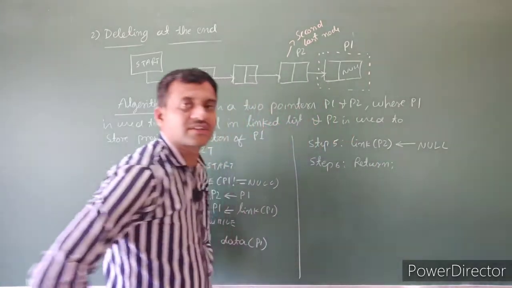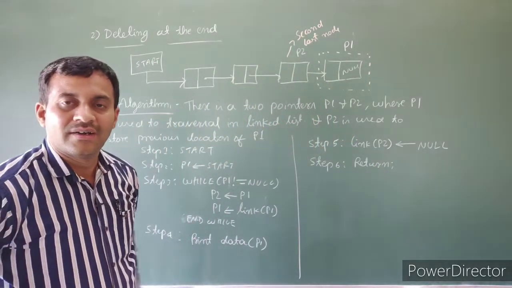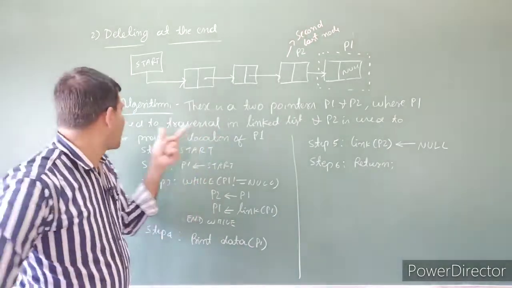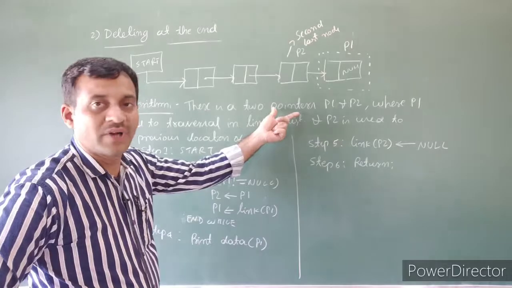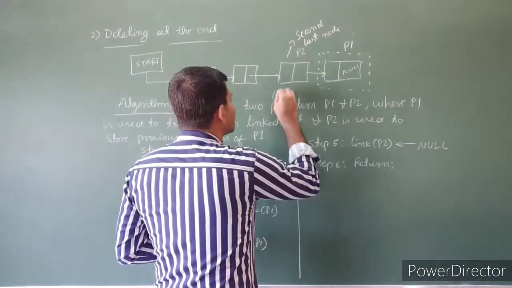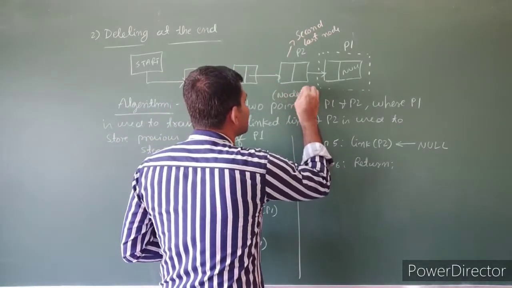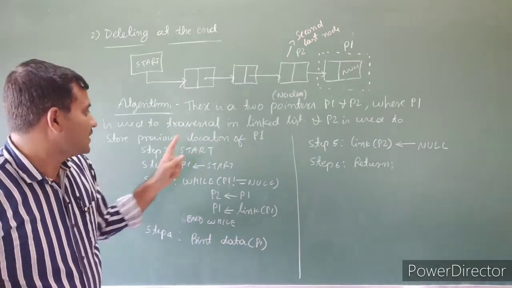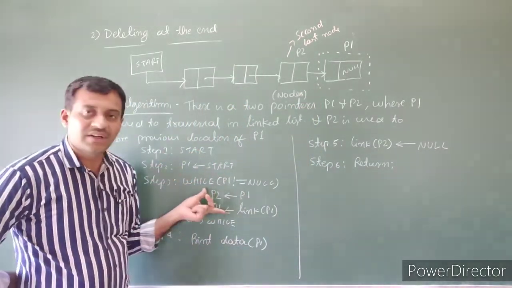Step 6, return. Carefully trace the algorithm. Here P1 and P2 are the two pointers, or nodes. It may be pointers or nodes. Then P1 is used for traversal. This is the logic for traversal.